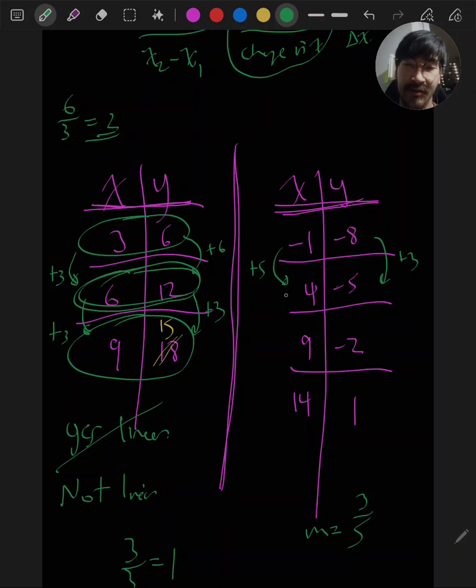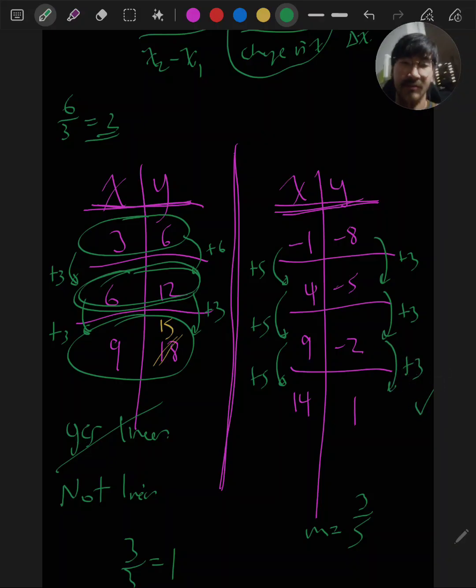And now let me check if it's the same throughout. So here, these two, 4 to 9, that's plus 5, so that's a good sign. And then from negative 5 to 2, that's plus 3, so that means that the rate of change is also 3/5. But we should keep checking. Is this plus 5? Yes, it is. Is negative 2 to 1 plus 3? Yes, it is, so that means it's good.